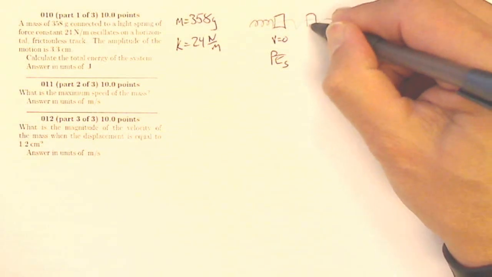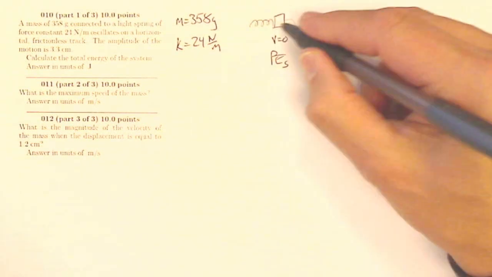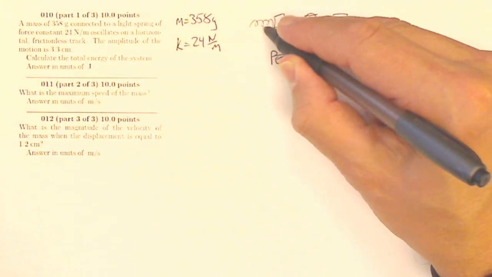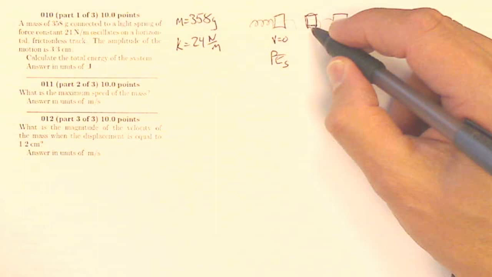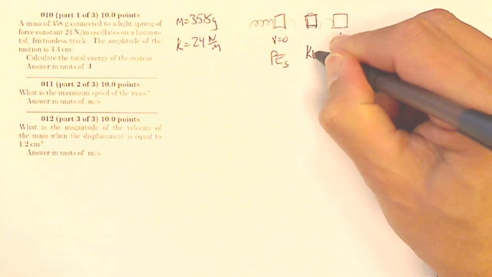And then I've got this spot in the middle where the spring is relaxed, because here it's stretched, here it's compressed, here it is not stretched or compressed. So here in the middle, I'm going to have my maximum velocity, and it's all going to be KE.